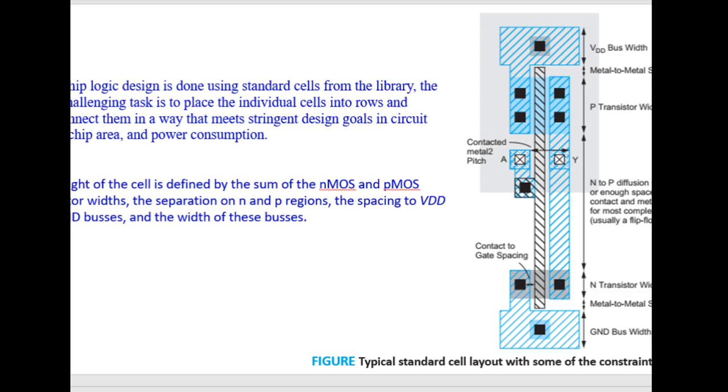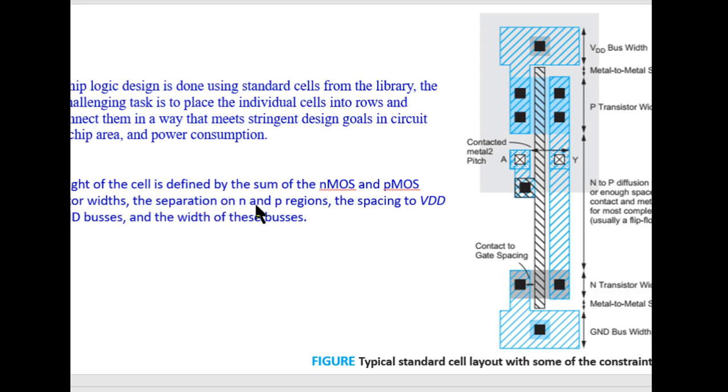So the height of the cell is defined by the sum of NMOS and PMOS. If I say calculate the height of this particular cell, how much length it acquires from this point to this point, how would you calculate it? The summation of each of these components: this one, this one, this one, this one, this one, and this one. So the sum of NMOS and PMOS transistor widths. This is the PMOS transistor width, and this is the NMOS transistor width.